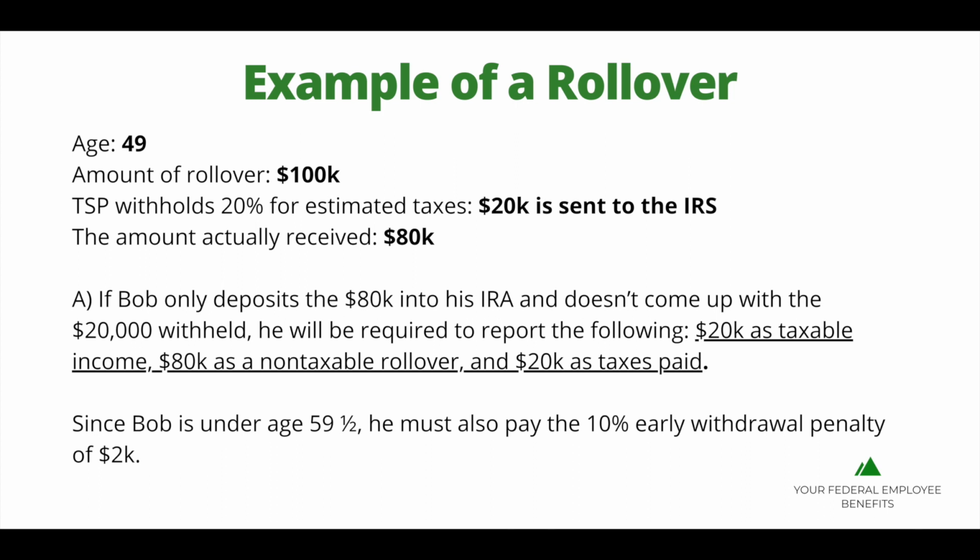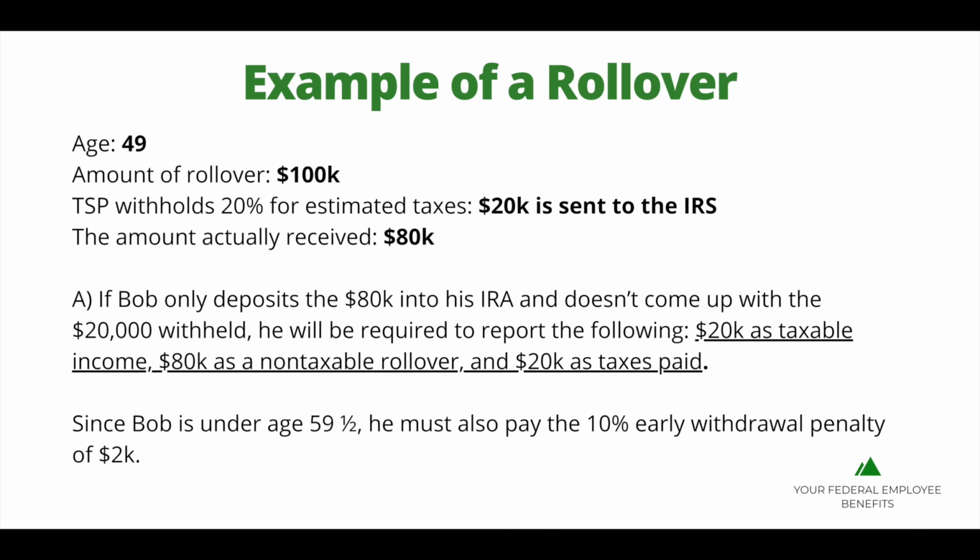Now in scenario A, we're going to say that Bob made an error. He did not understand what a rollover was. He did not know that he would have to deposit the 20% that was withheld. So he doesn't have the $20,000 to make up and deposit to his IRA. He only deposits the amount that he received from the TSP, which was $80,000.